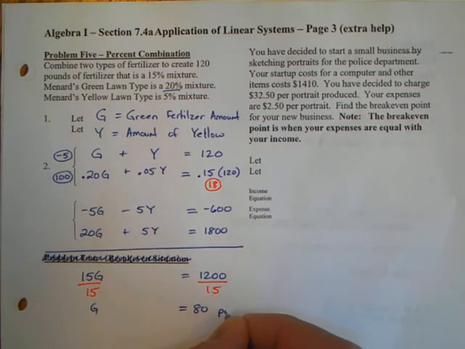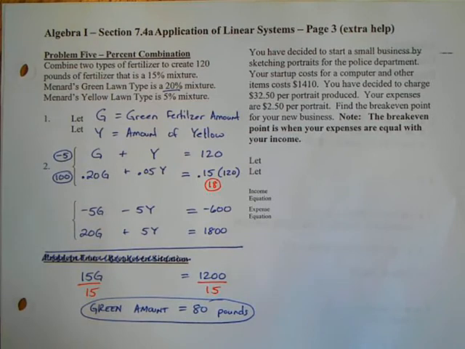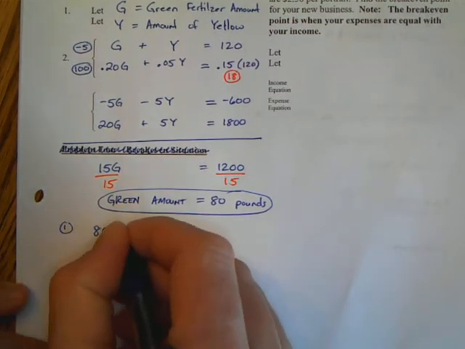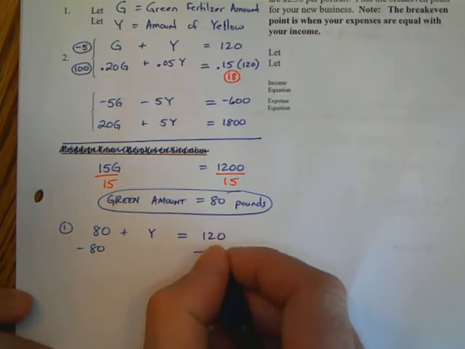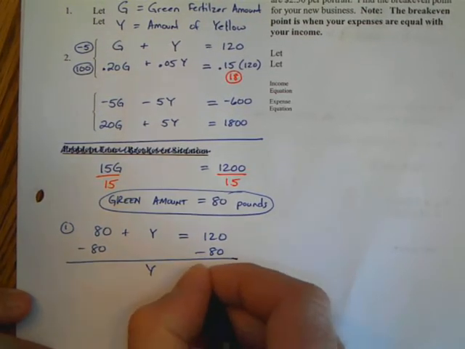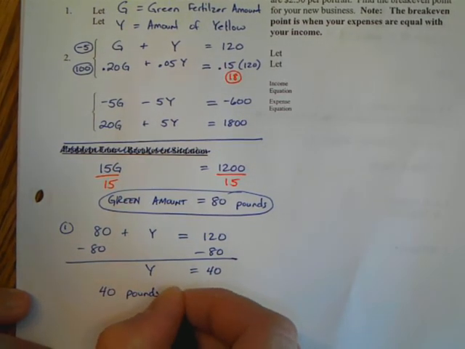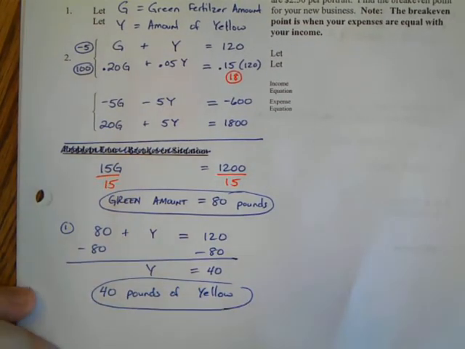So that's 80 pounds. So green amount is 80 pounds. To get the other value, it's very easy. We're going to take our numbers, G plus Y equals 120, and we're going to insert the value of 80 in for G. So 80 plus Y equals 120. I subtract 80 from both sides. You can do this in your heads. Y equals 40. So there are 40 pounds of yellow. And there's our two answers written out in sentences or in phrases.